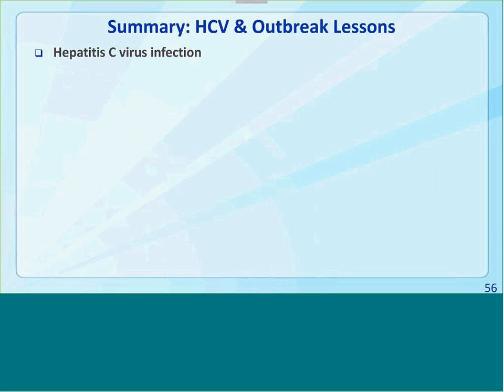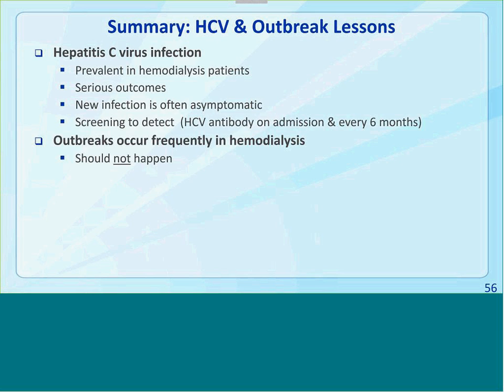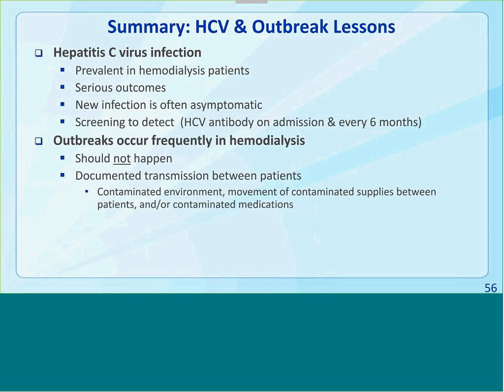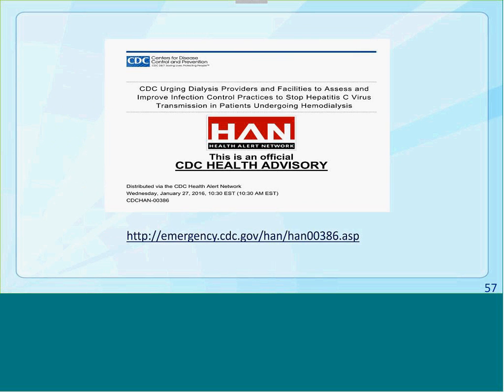So in summary, some HCV and outbreak lessons: HCV is prevalent in hemodialysis patients. It has some serious outcomes. The infection is often asymptomatic. And remember that we need to screen to detect on admission and every 6 months. It should not be happening, but there's documented transmission between patients. And we need to make sure that we're adhering to infection prevention practices 100% of the time.